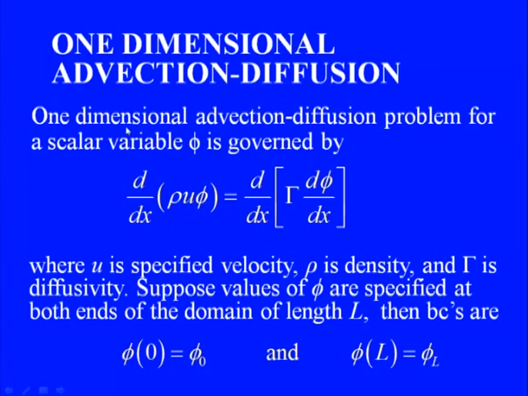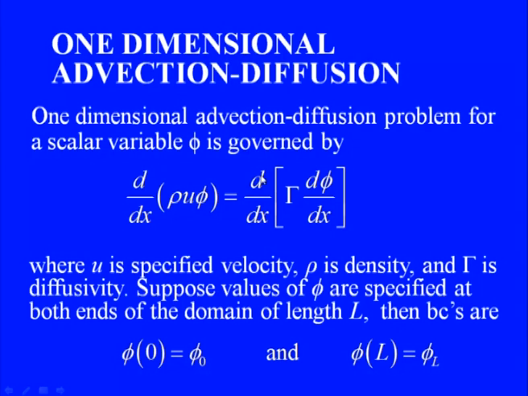Now let us first take the 1-dimensional advection-diffusion case. If we are dealing with a steady state problem, 1-dimensional advection-diffusion for a scalar variable phi is governed by d by dx of rho u phi. This left hand side term we would call the convection term, because this represents the advection or convection of a scalar phi due to velocity u.